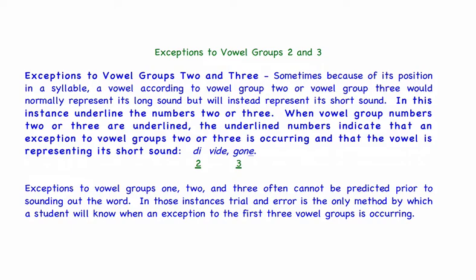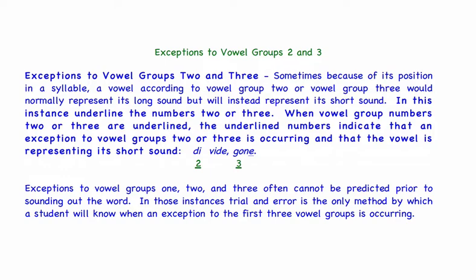In the word divide, in the first syllable, di, I comes at the end of the syllable. That's vowel group 2, and vowel group 2 says the I will represent its long sound. But the word is not divide with a long I, it's divide with a short I. I is representing its short sound in this word. So we write the number 2 under the I, but we underline the 2 to indicate an exception is occurring.